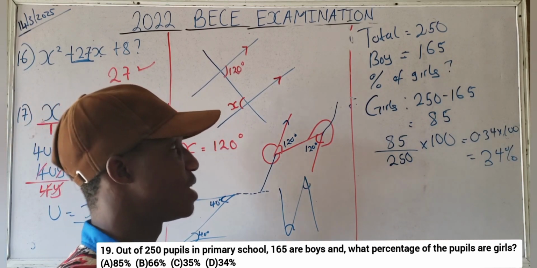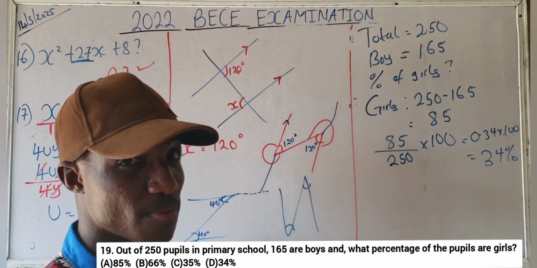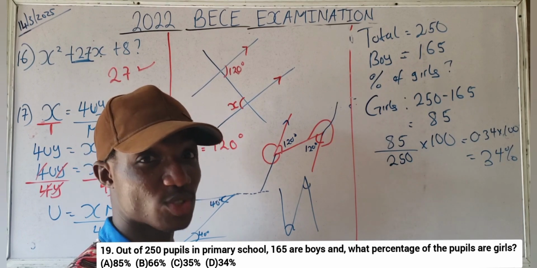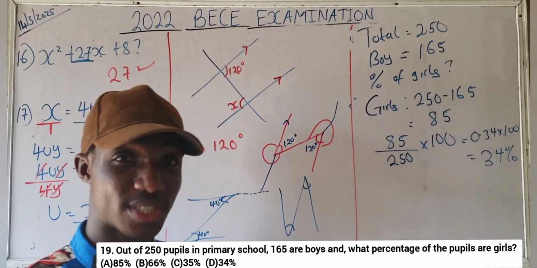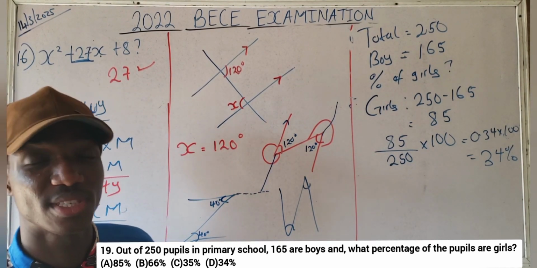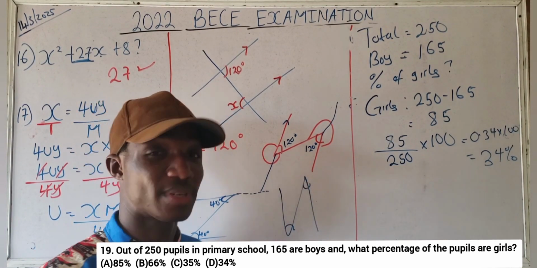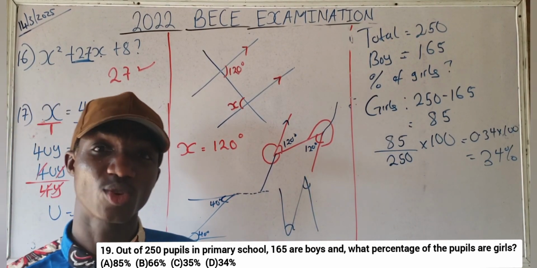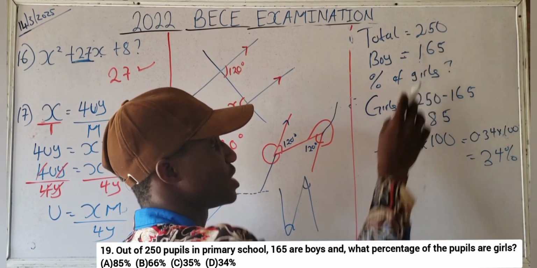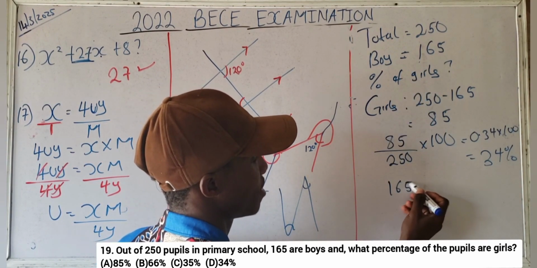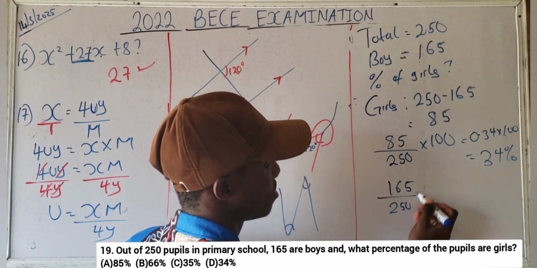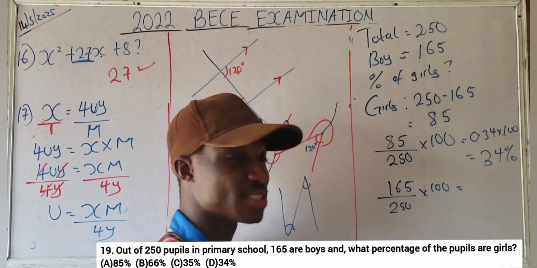So if you come across this kind of question in your exam, I'm very sure you can solve it now. The total number of boys and girls is 250. Let's say you are now asked to determine the percentage of boys. To determine the percentage of boys, you take the number of boys, which is 165, 165 all over 250 multiplied by 100. You are going to get the percentage of boys.